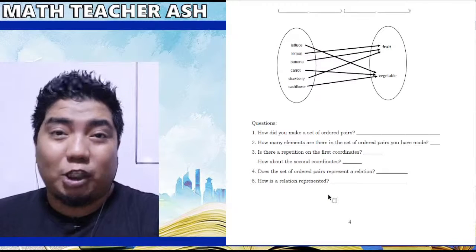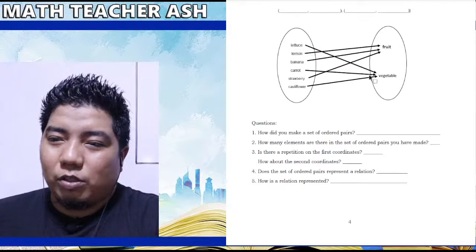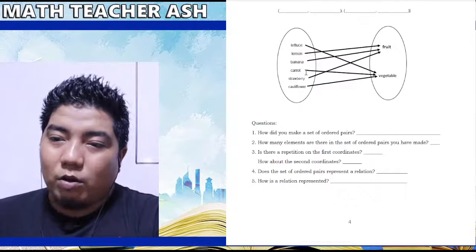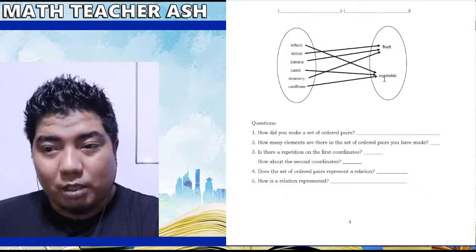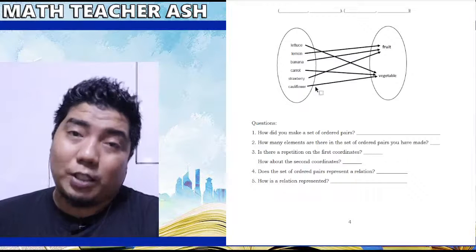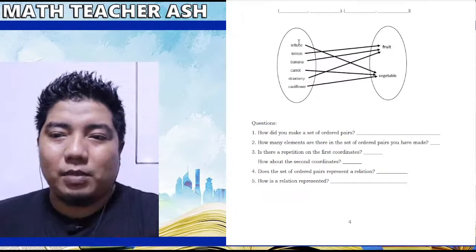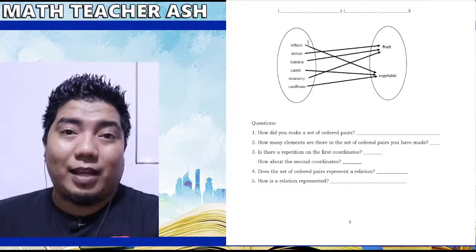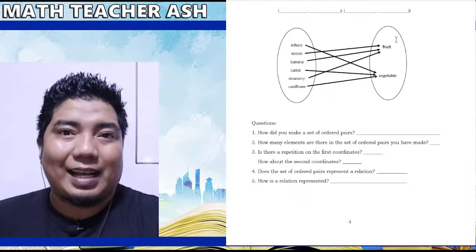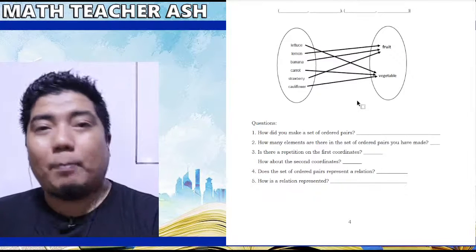Is there a repetition on the first coordinates? So kung titingnan natin ito, right? Lettuce goes to vegetable, lemon goes to fruit, banana goes to fruit, carrot goes to vegetable, strawberry goes to fruit, and cauliflower goes to vegetable. So as you can see, itong mga nasa left side ng ating diagram, they are connected specifically to one certain part sa second diagram. So ibig sabihin, walang connection na dalawa ang papunta na arrow.